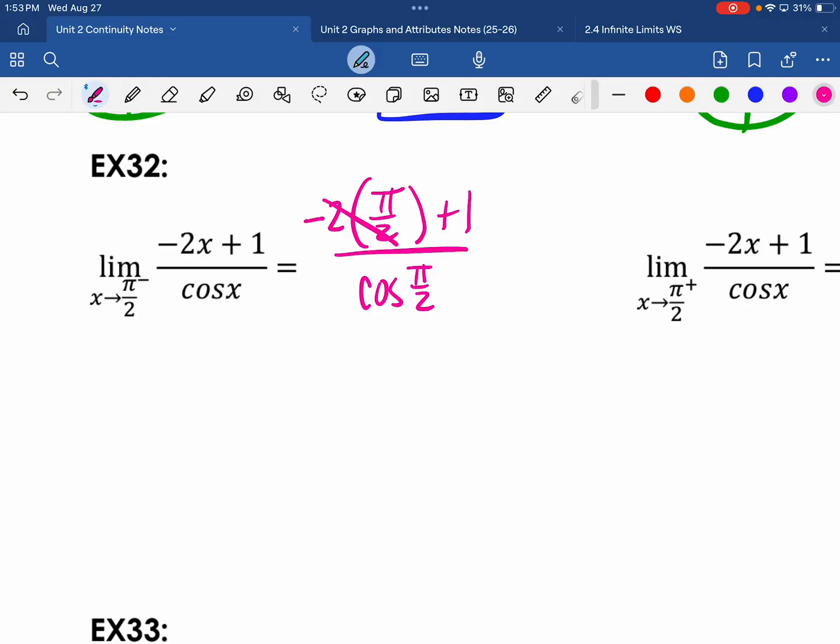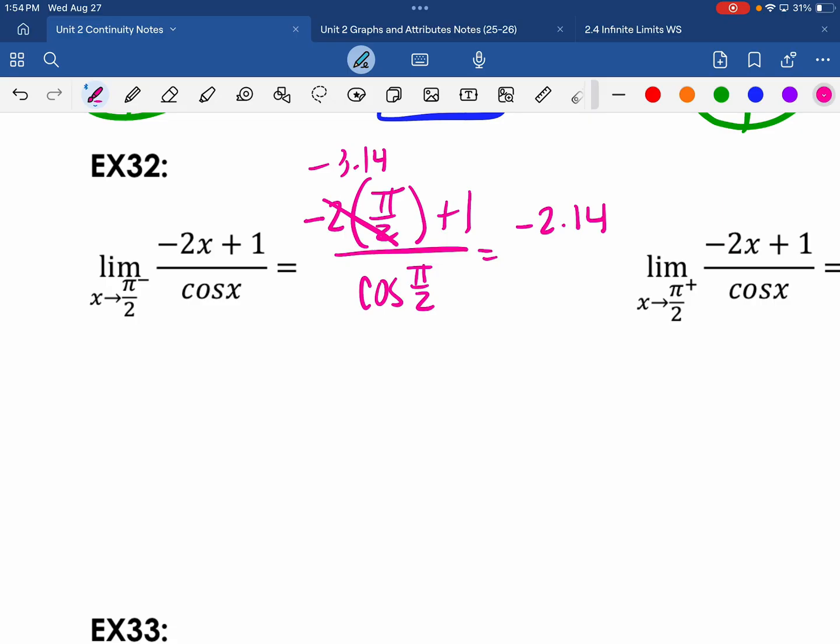So let's just guesstimate. What can we guesstimate pi to be? 3.1. So pi is what decimal? 3.14. So negative 3.14 plus 1 is negative 2.14. Does that make sense? Yes.